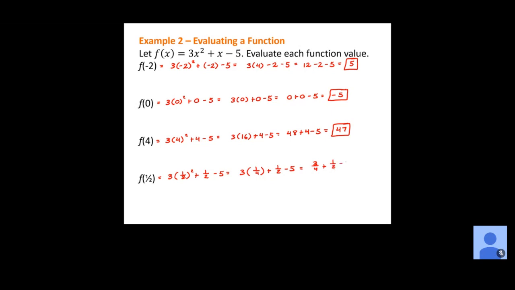plus 1/2 minus 5. And at that point, we need a common denominator because we're just adding and subtracting. So our common denominator between all of those terms would be a 4. So I'm going to keep my first one here as 3/4. 1/2, we would have to multiply top and bottom by 2. So that's going to give us 2/4. And then for the 5, we would have to multiply top and bottom by 4, because remember, we could think of this as 5/1. So then that would give us 20/4.